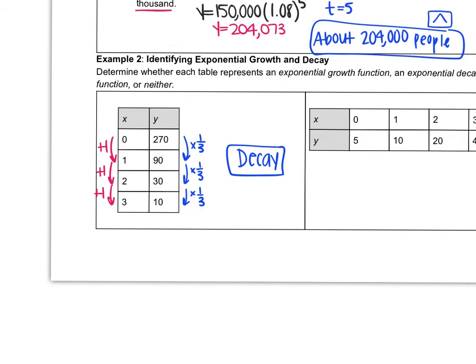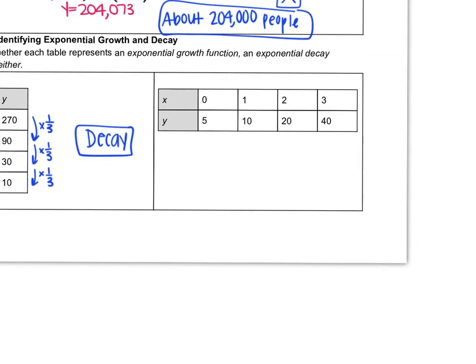Same thing on the next one. Let's go ahead and take a look at that. First, I'm going to check equal intervals of time. I have +1 here, +1 here, +1 here, and I'll check these. 5 times 2 is 10. 10 times 2 is 20. 20 times 2 is 40. It is increasing by the same factor because it's going up. This one is exponential growth.